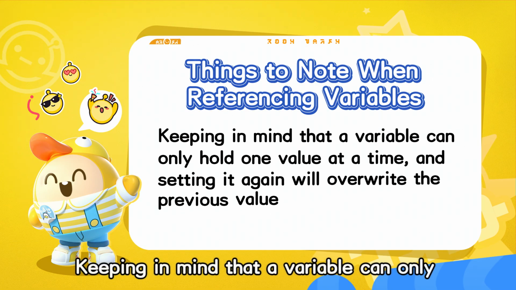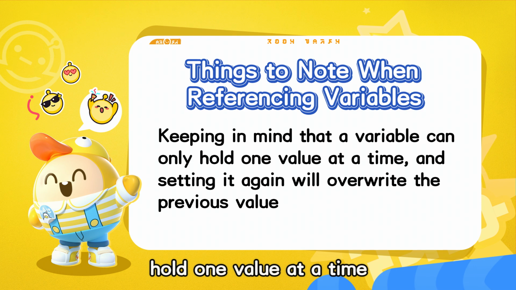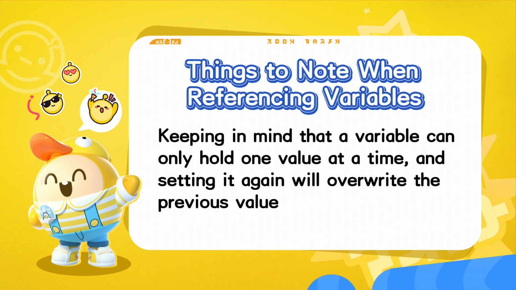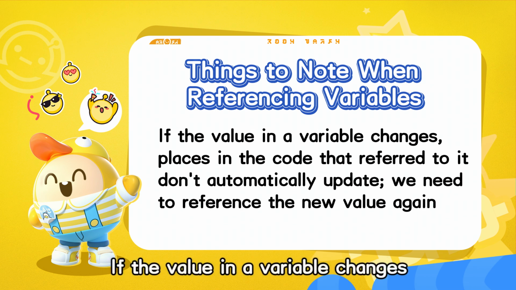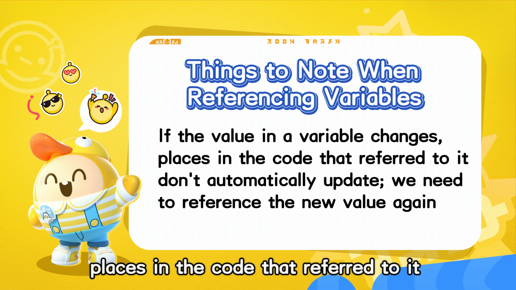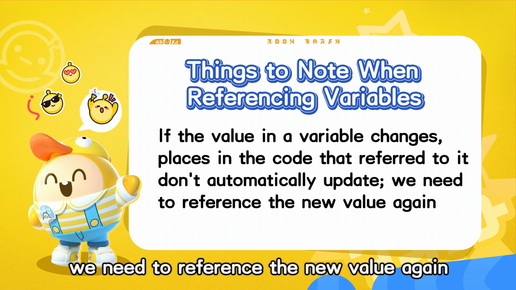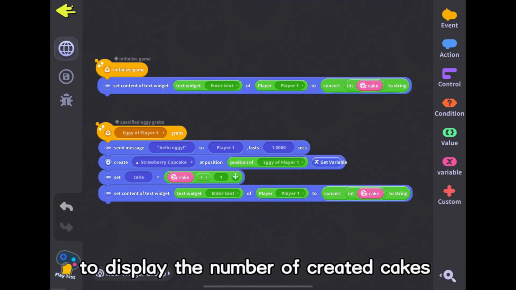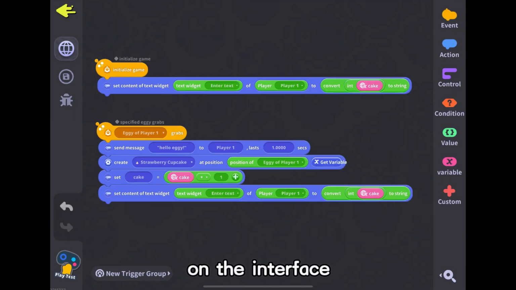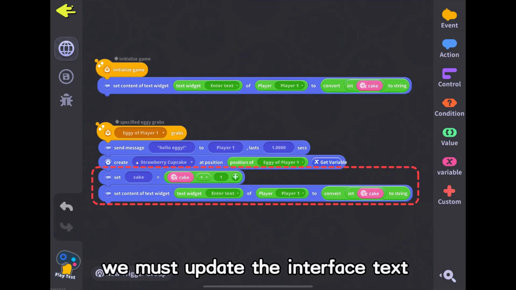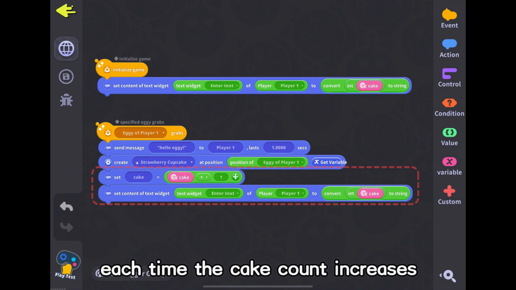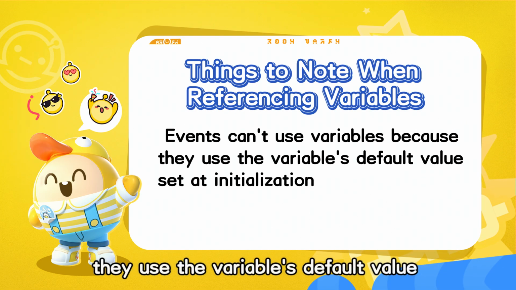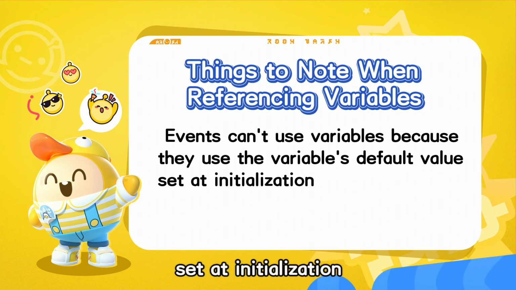Keeping in mind that a variable can only hold one value at a time, and setting it again will overwrite the previous value. If the value in a variable changes, places in the code that referred to it don't automatically update. We need to reference the new value again. For example, to display the number of created cakes on the interface, we must update the interface text each time the cake count increases. Events can't use variables because they use the variable's default value set at initialization.